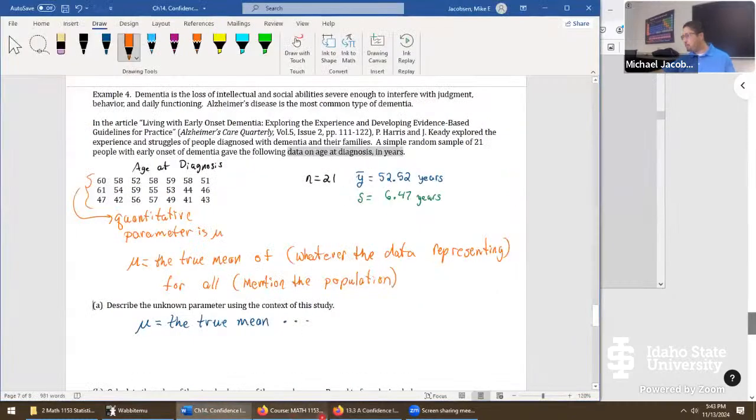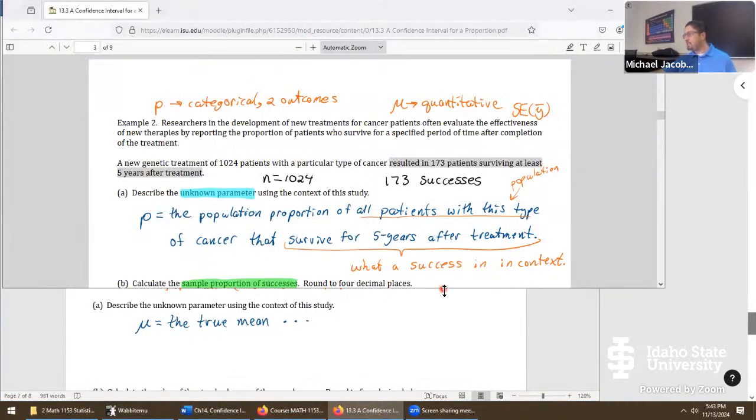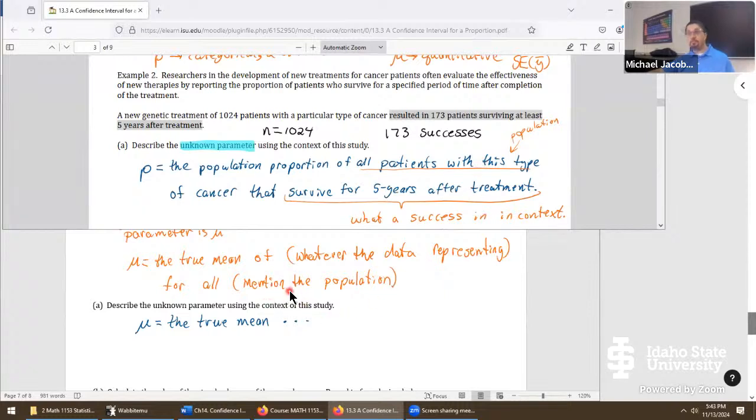When we were dealing with, let's put this on kind of a side-by-side display, when we're dealing with this problem with the categorical data, we wrote P. Now it's a true proportion of something. We had to say that part right there, true proportion or population proportion. Instead of proportion, you could have said percentage. But then we had to say what the population was. That's what we're mentioning down right here. We have to mention the population at some point. And we also had to say what a success was in the particular problem. And in this one, a success was surviving for 5 years after treatment.